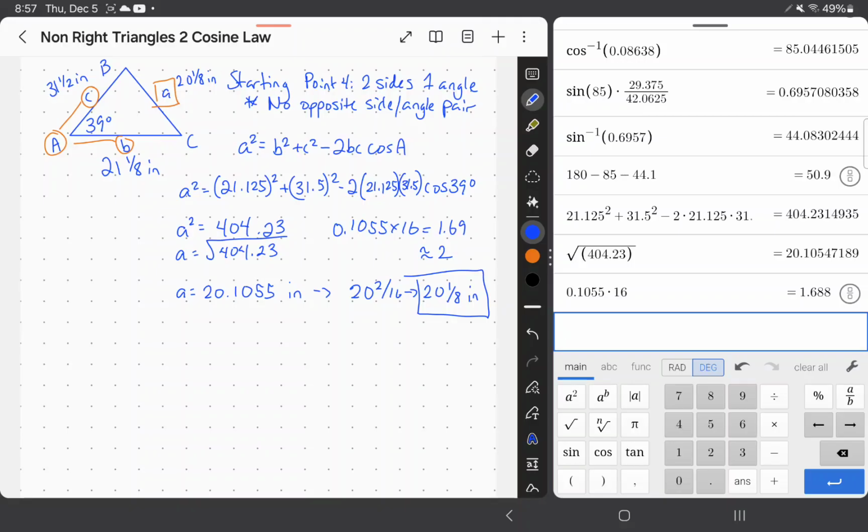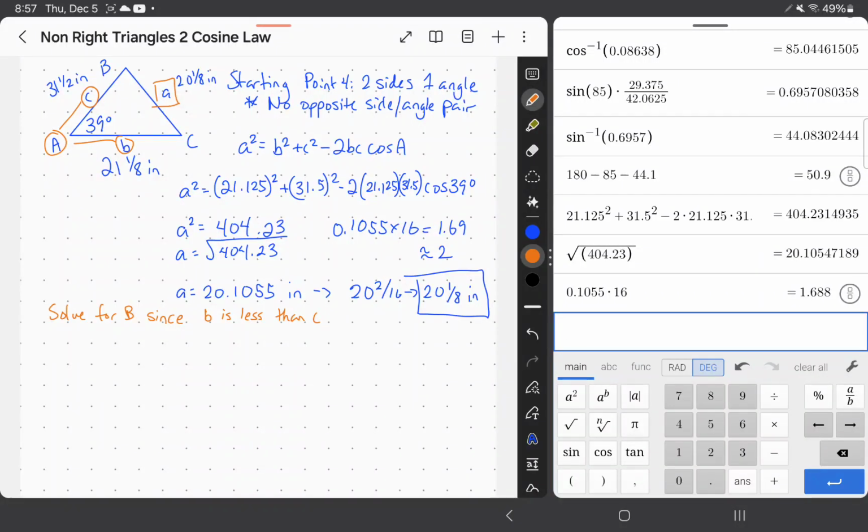Side B is 21 and an eighth. Side C is 31 and a half inches. So the smaller angle is going to have a smaller opposite side. So that means we would solve for B. So I'm going to just write a note here. Solve for B since B is less than C. It has a smaller opposite side.